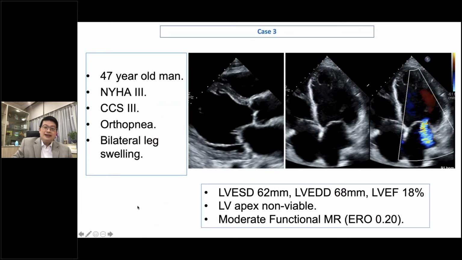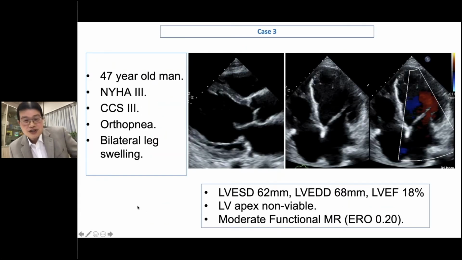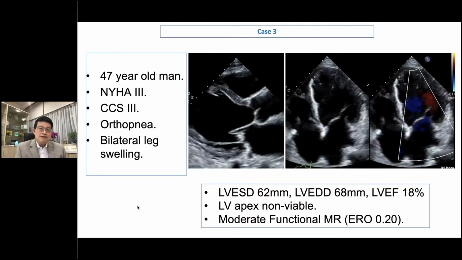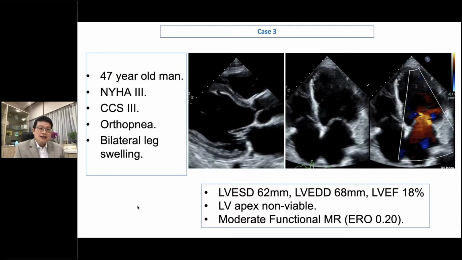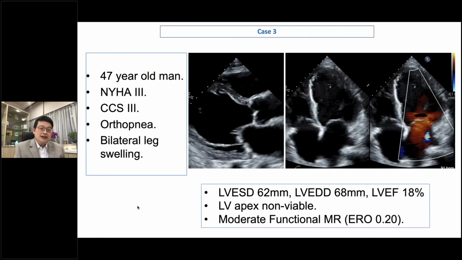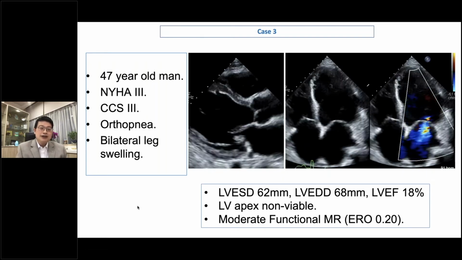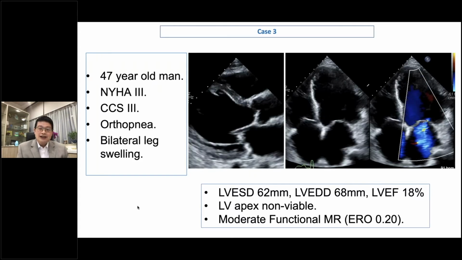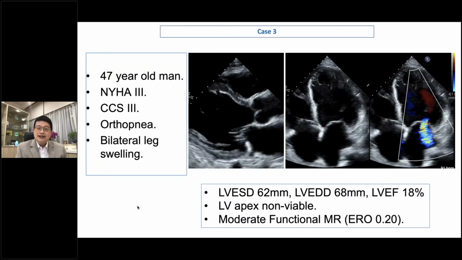So this is another example, another case. This is a 47-year-old man, and he becomes short of breath on exertion. He was in CCS class 3, so he had angina as well on exertion. He had orthopnea, bilateral leg swelling. And you can see his LV was very dilated.